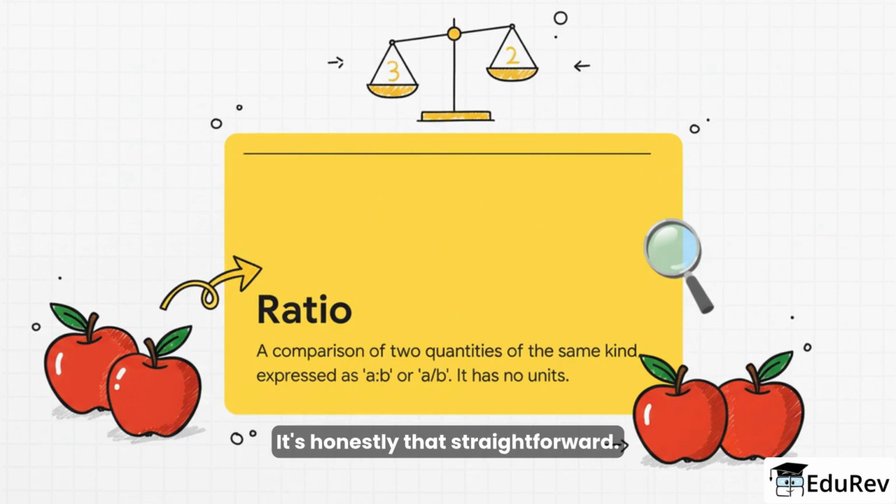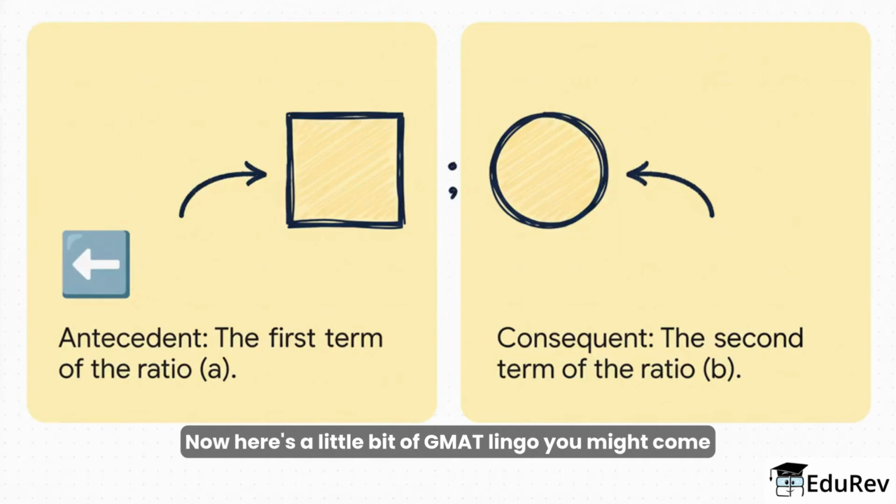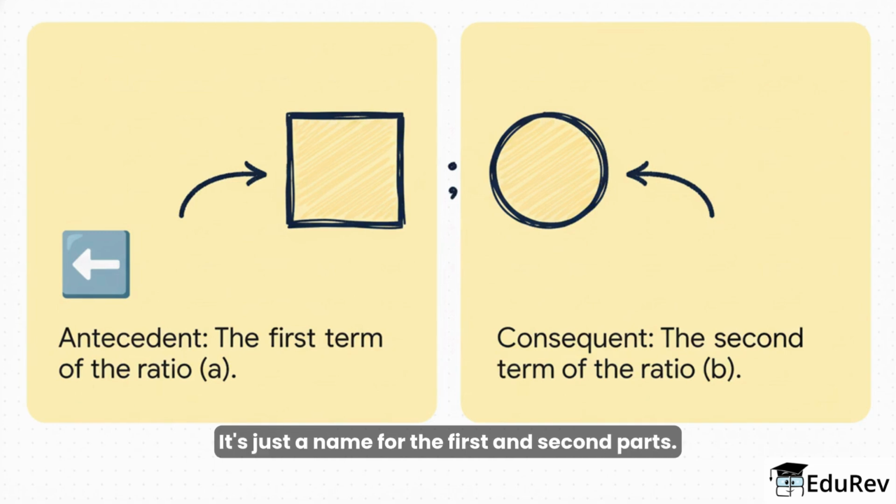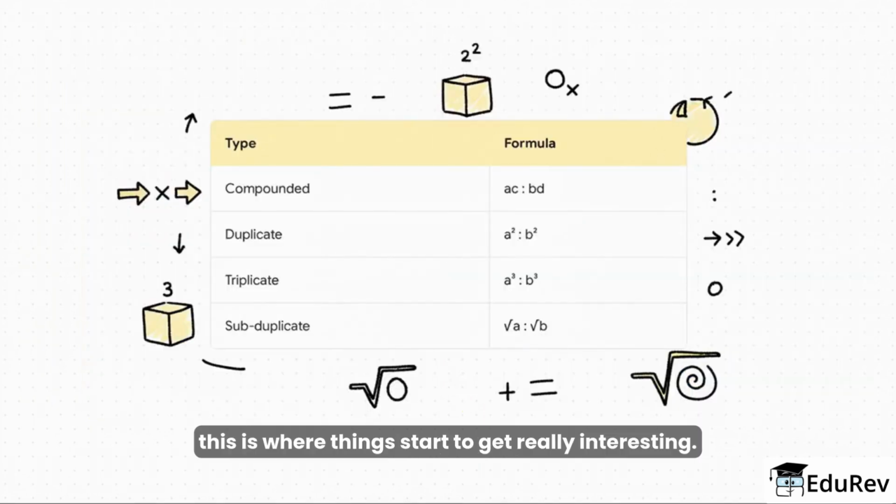It's honestly that straightforward. Now here's a little bit of GMAT lingo you might come across. In a ratio A to B, the A is called the antecedent, and B is the consequent. Don't let the fancy words fool you. It's just a name for the first and second parts. Super easy to remember.